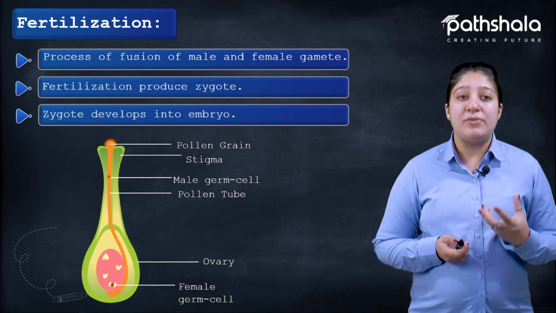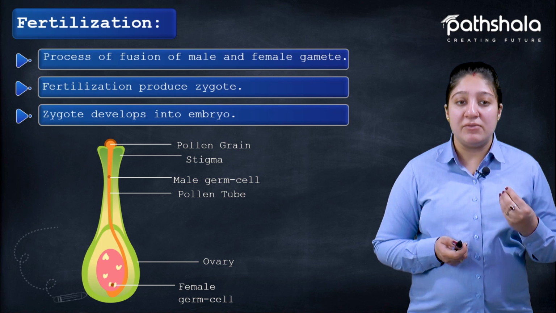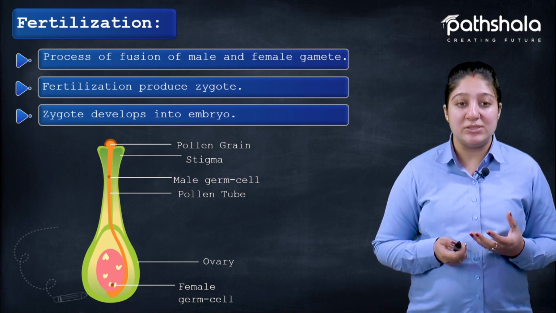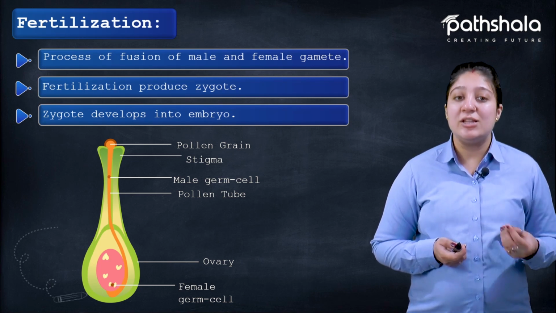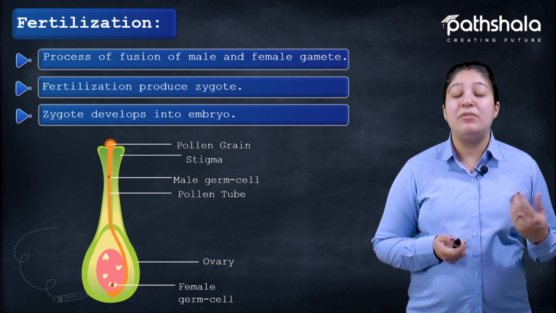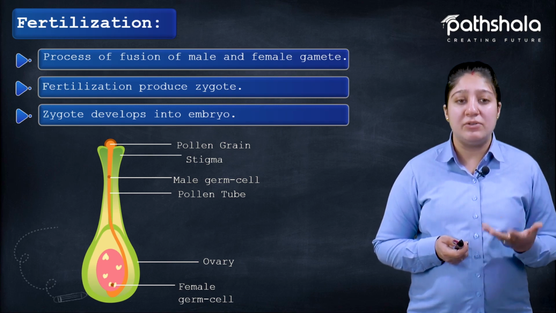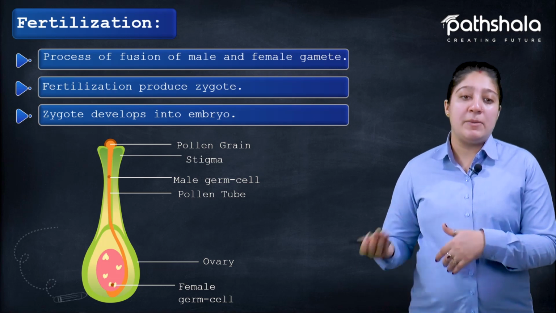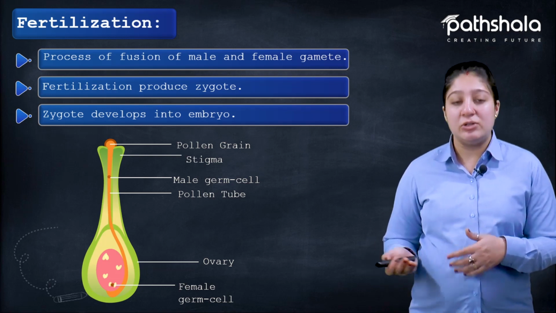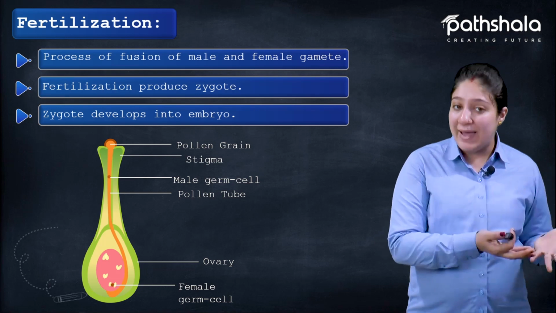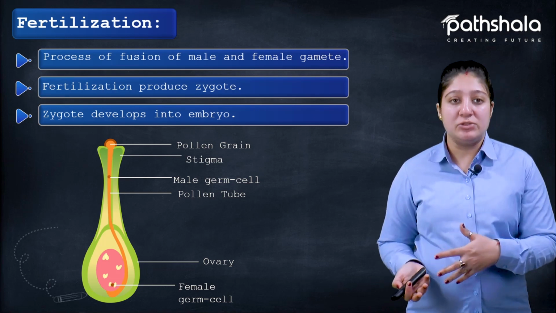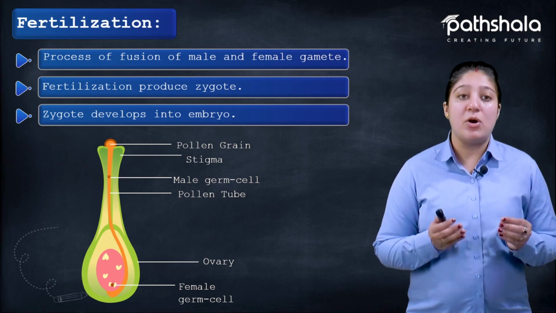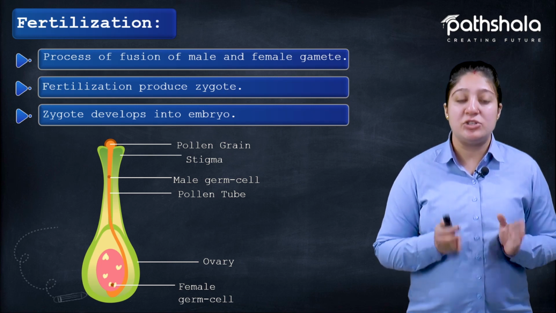So that is how fertilization takes place in a flower, and it is a very important process. Because of this only the seeds are produced, or we can say that fruits are formed in the plant, and then again the reproduction process continues, or we can say that from the parent the offspring are produced. So this is a very important step in the reproduction process.